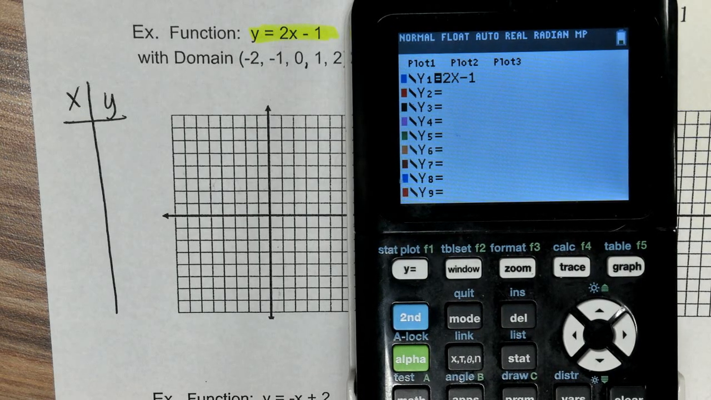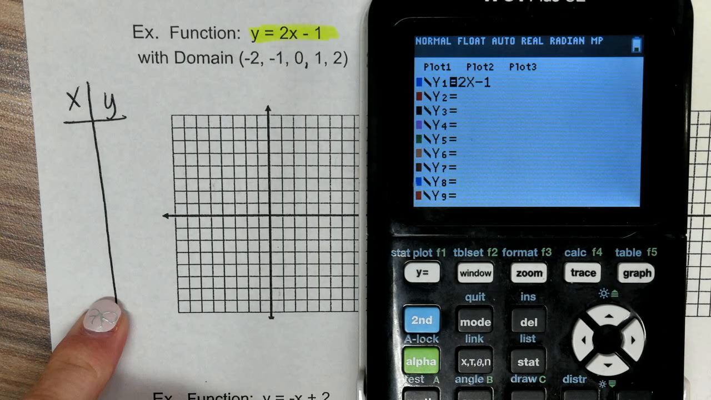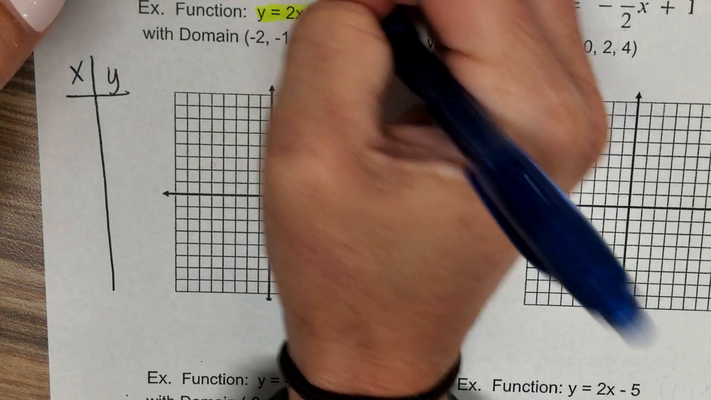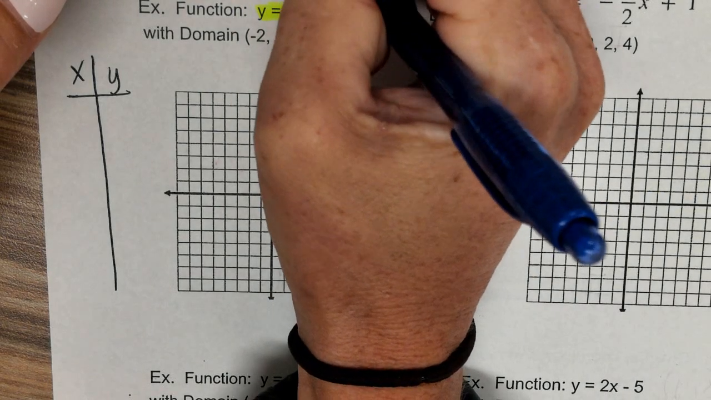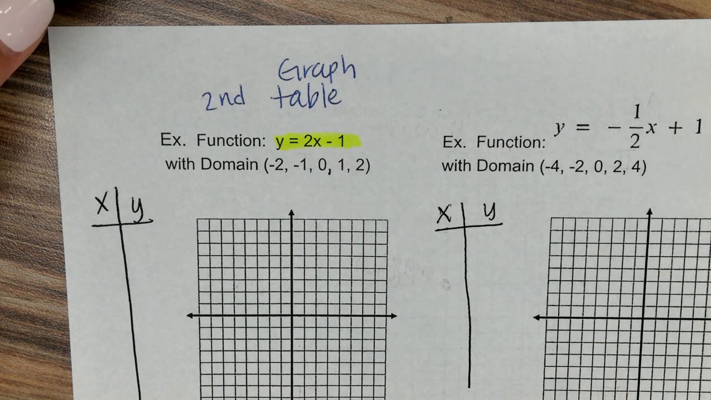We are now going to make a table of coordinates to graph. To do that, you're going to write this down, second table, or second graph. Write that down, second graph or table. They're the same button.